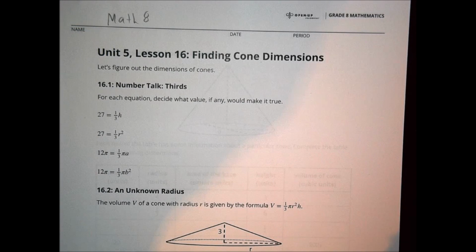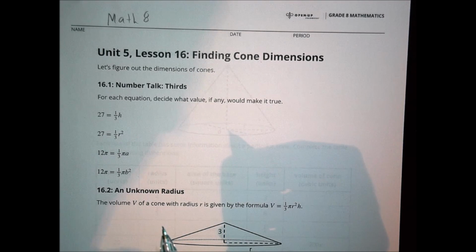Okay, it's Math 8, Unit 5, Lesson 16, Finding Cone Dimensions. Alright, so first of all, you start off with a little number talk today about thirds. To find each quotient, decide what value, if any, would make it true.